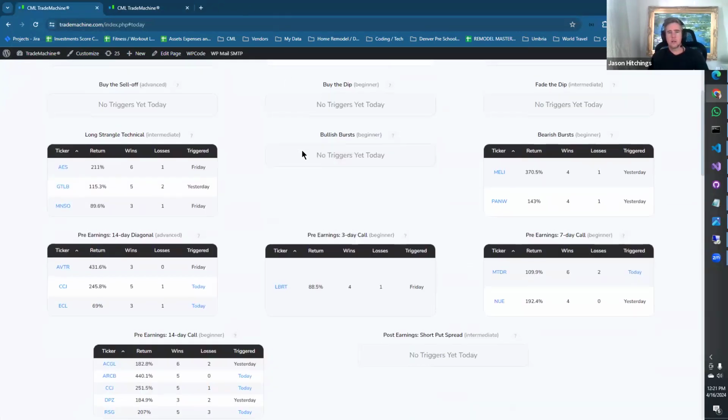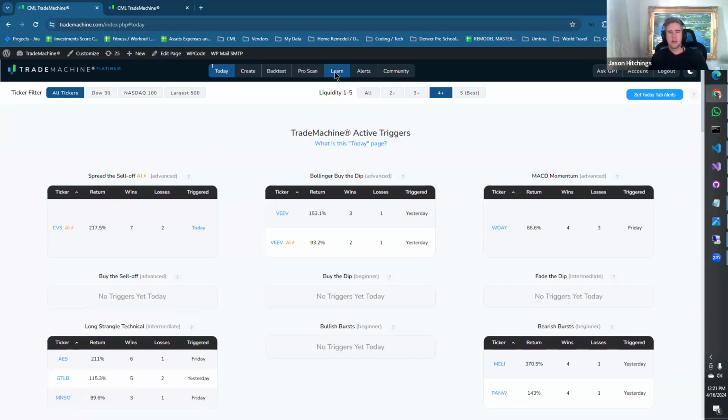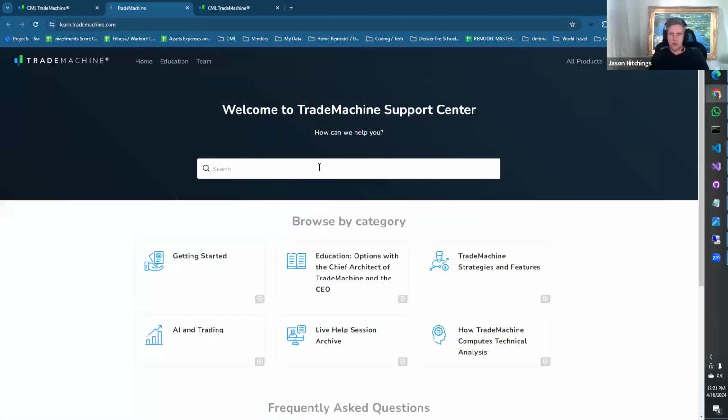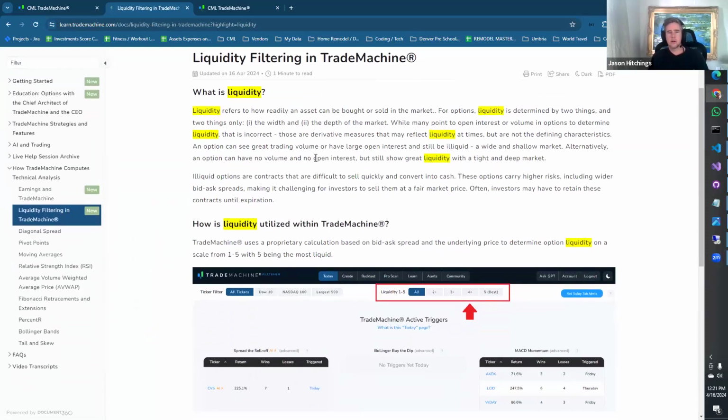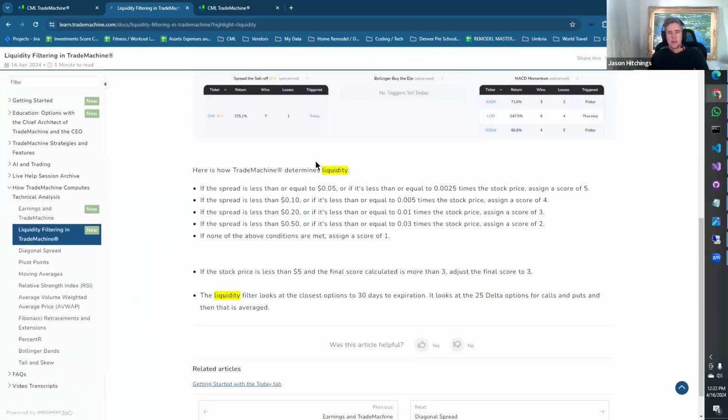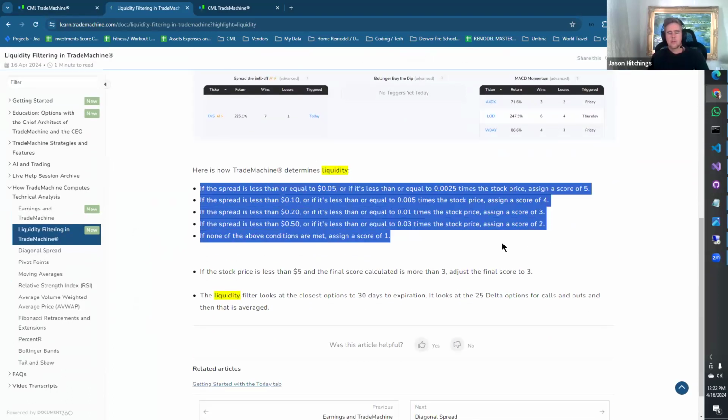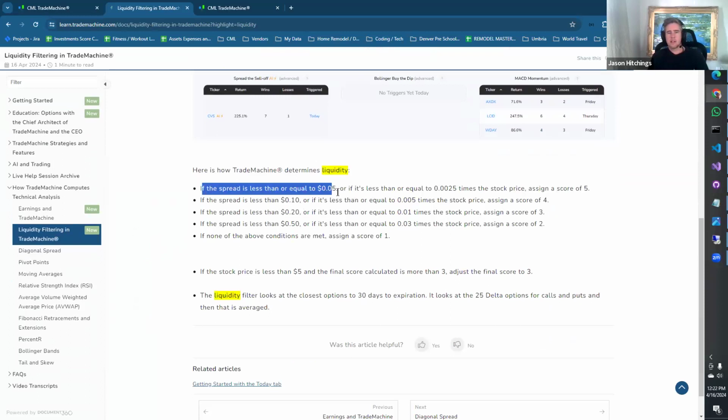And I'm going to take a quick look at the Learn tab here. And if you type in liquidity, there's this nice write up here. And these are the rules. So if the spread is less than or equal to a nickel, we consider that a 5 out of 5. Or if it's 0.25% of the stock price. So a very small percent of the stock price, and we consider that to be highly liquid.